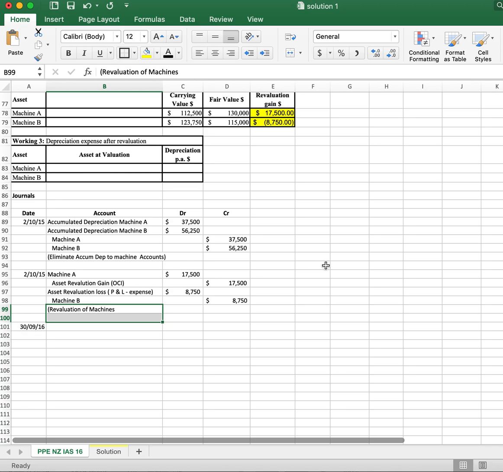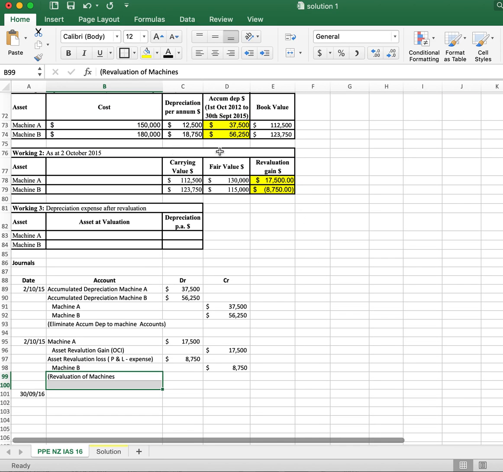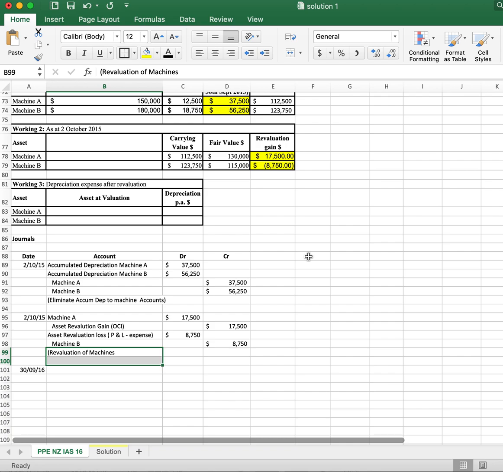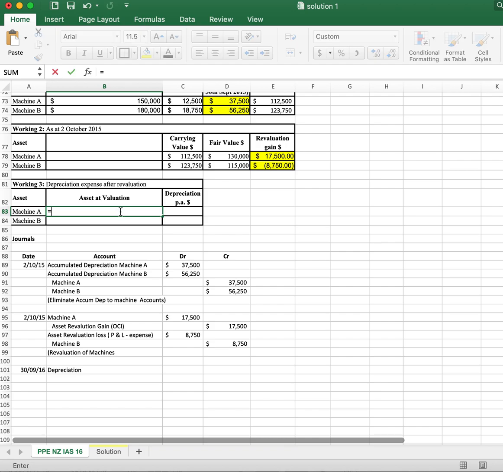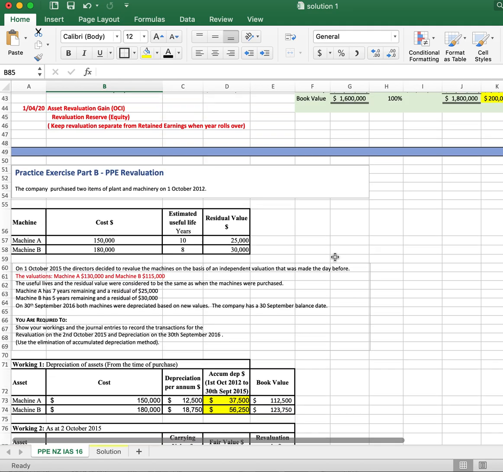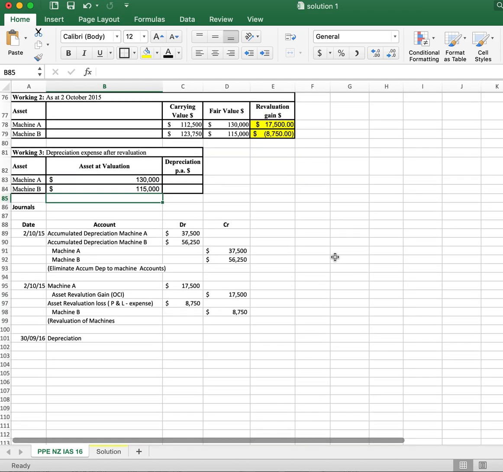You could track the balances of those accounts, but I'm pretty sure you can see from these workings that I'm right there. The next thing they ask us to do is to calculate the depreciation, right? So we now start depreciating the assets at what their value is, and the value is the fair value, which is the valuation. Okay, cool. So it's 130,000 for machine A and 115,000 for machine B. That's as per the valuation, that's the fair value.